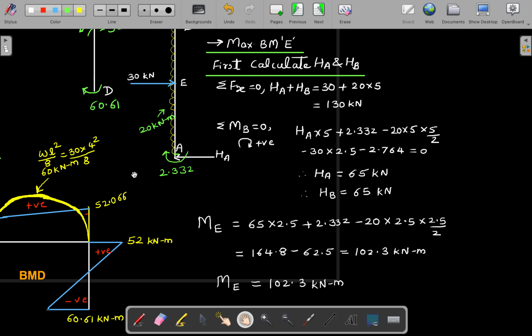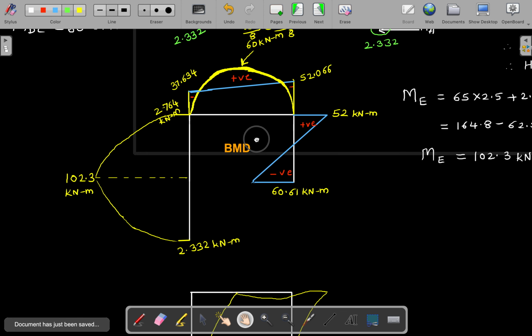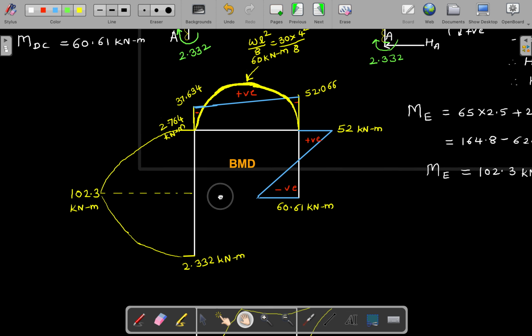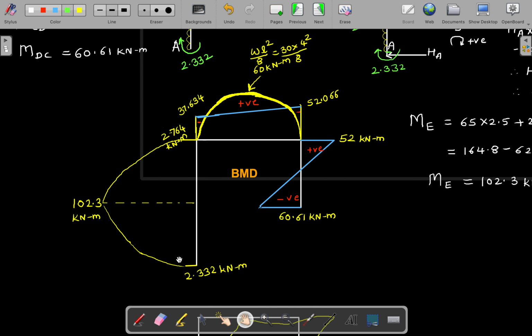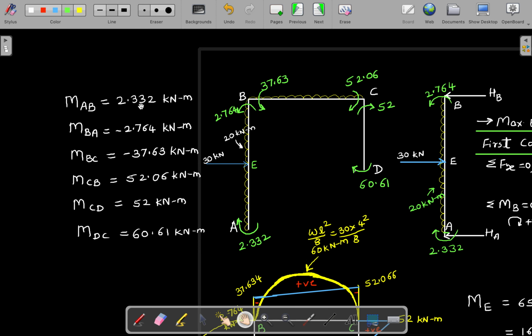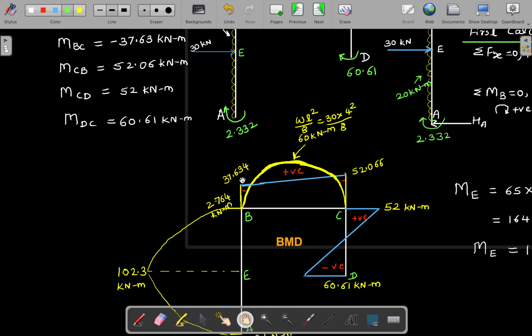Once we get this, let's draw the bending moment diagram. In this bending moment diagram, write down all the values. First, M of AB. The moment of AB is 2.332, right? So just plot one point here. This is 2.332 for AB, and BA is minus 2.764.